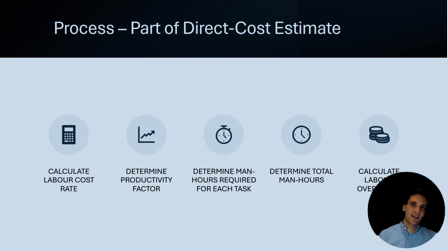And as we're going to see, that's incorrect, and if you're using that method, you're underestimating the true cost of the labor. The process we're going to go through when we work out labor costs is we're going to calculate an hourly rate of what it costs someone to do a task. We want to determine a productivity factor, so how quickly that person can complete the task. We want to then calculate the man hours for each of these tasks, then determine total man hours for the task, then also work out our labor overheads.